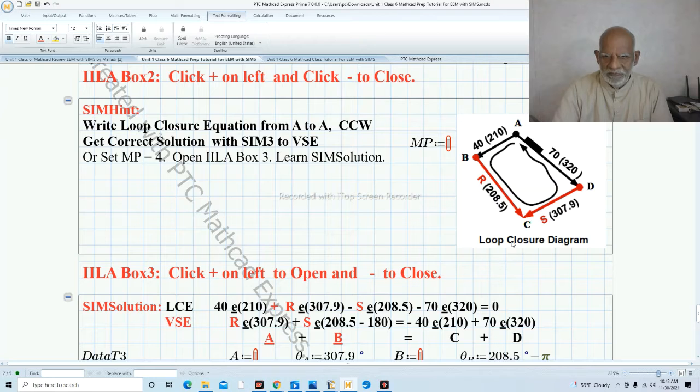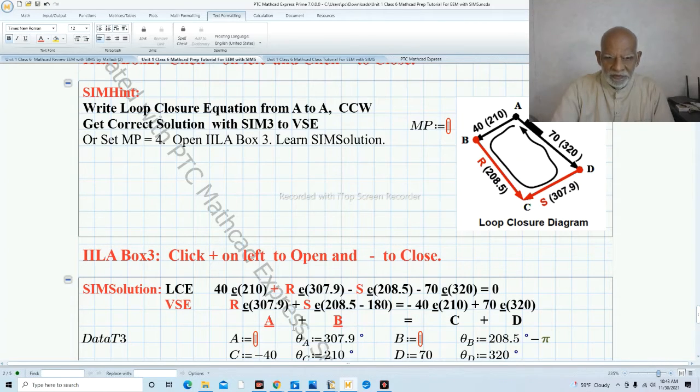Okay, loop closure diagram. So we are starting from A counterclockwise. So 40 is positive. This is also positive, and this is negative because we are going against it. And then this is also negative. Now we rearrange it, keeping the unknowns to the left and the knowns to the right. So we used minus 40 here. Since it is minus 70, it is plus 70. So it is very important to know all these things. That will definitely make you more aware and alert, and your visualization also increases a whole lot.